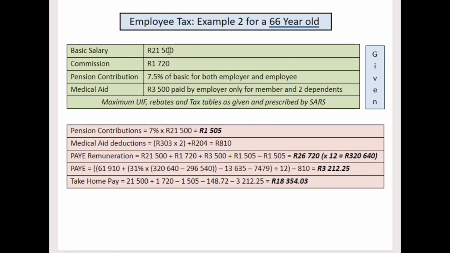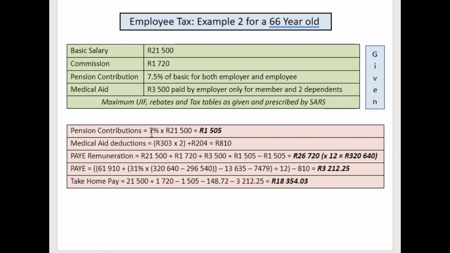This guy also gets a basic salary, he gets a commission. Didn't show you the car thing again. I've showed you the car thing now. I'm going to show you again. Pension contribution. This guy's basic for both employer and employee. Little change, né? Medical aid, 3,500 paid by employer only for member and 2 dependents. Okay.